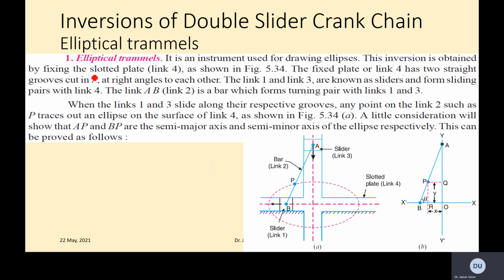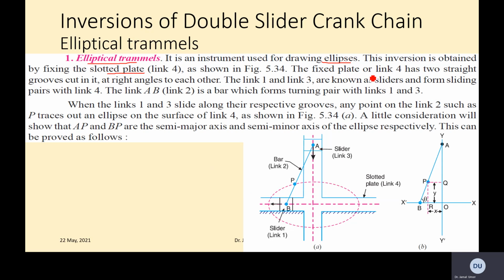Within this, we have what are called elliptical trammels. This is quite outdated equipment, but it was a quite interesting mechanism. That's why you see this mechanism still discussed in many different textbooks for mechanics of machines. It is an instrument used for drawing ellipses. You can draw an ellipse by using this. This inversion is obtained by fixing the slotted plate. So this whole slotted plate is fixed, so it's not moving.